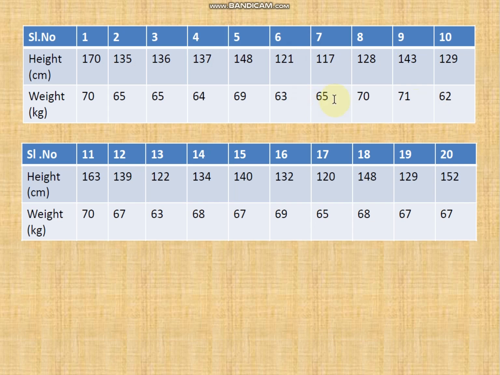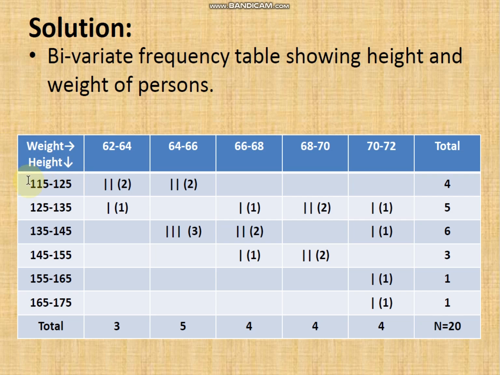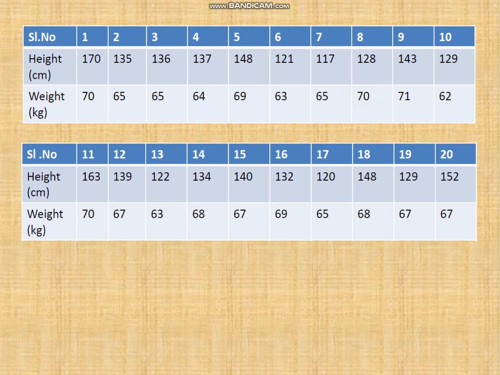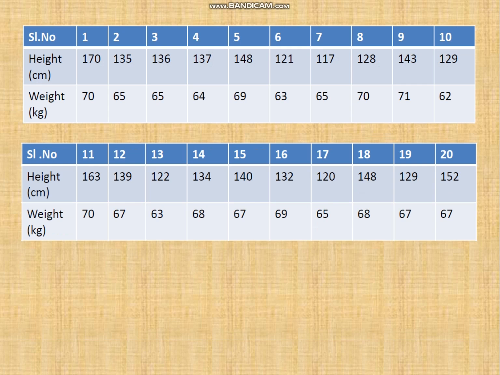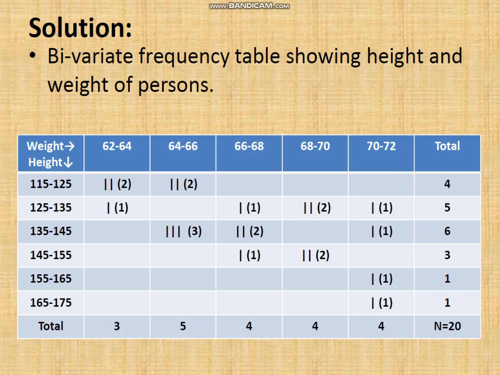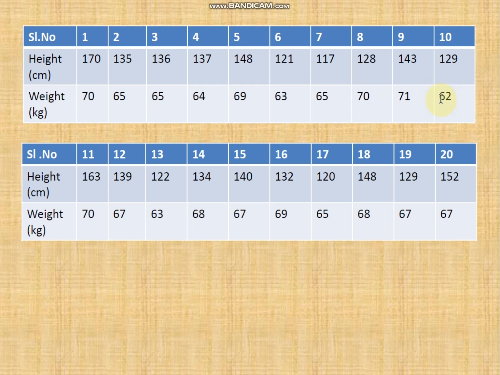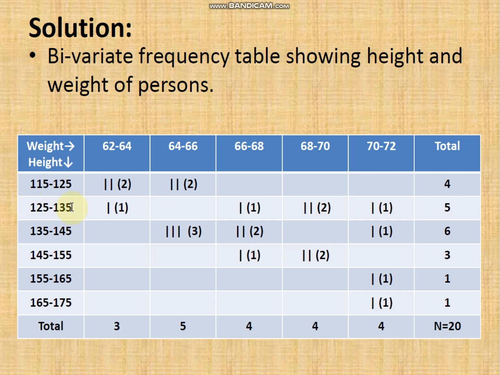Similarly, 117 and 65. So 117 lies here and 65 lies here. So the common cell is this cell. So one tally is stricken here. 128, 70. So 128 is here and 70 is here. So one tally is stricken here. 143, 71. So 143 is here and 71 is here. So one tally is stricken here. 129 and 62. So 129 lies here and 62 lies here. So one tally is stricken here.